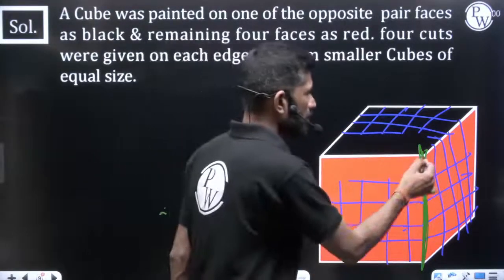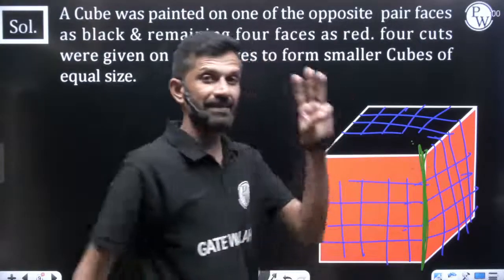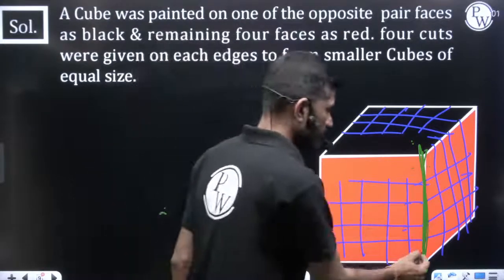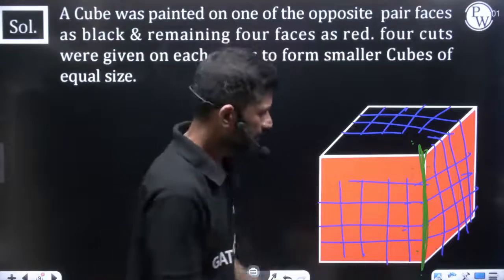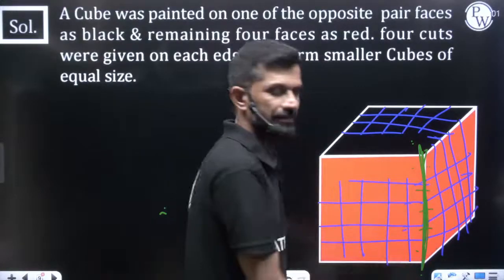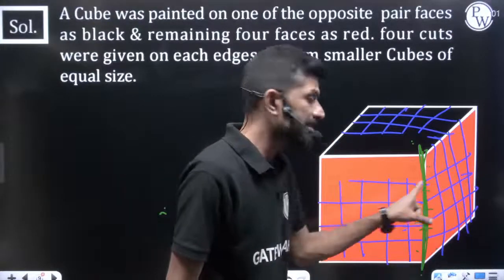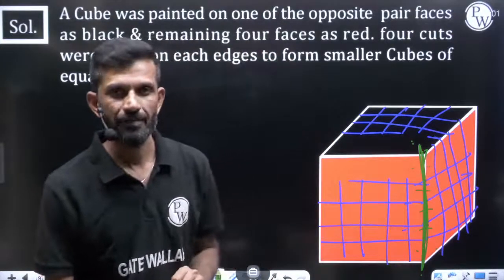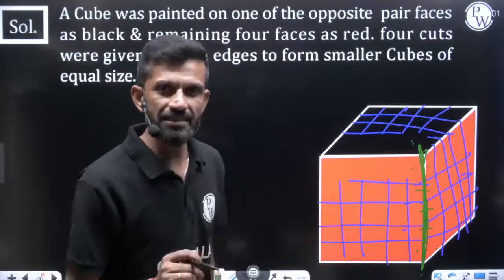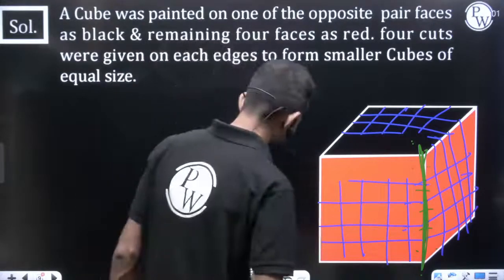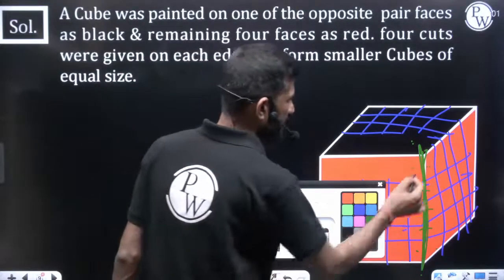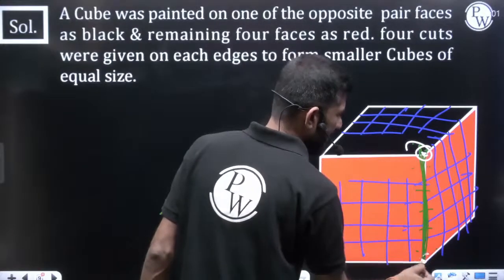Forget about the corner cube, because the corner cube will have three faces painted. Corner ones will have three faces painted. Here, these three cubes have only two faces painted, and both faces have the same color. Which edge are we considering in the bigger cube? The edge which starts from the ceiling and ends at the floor.